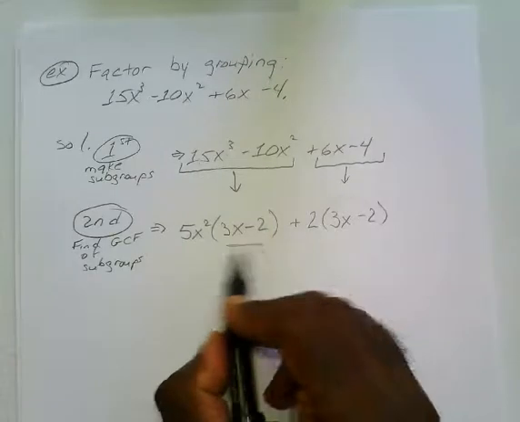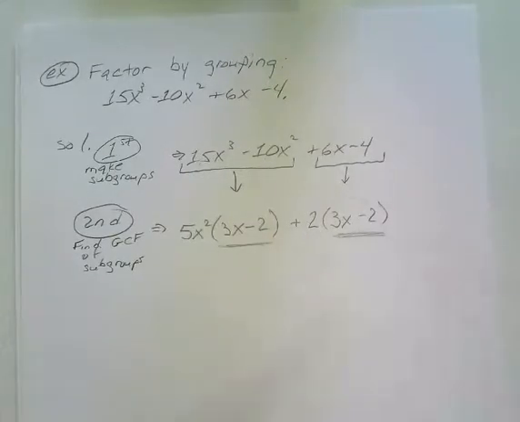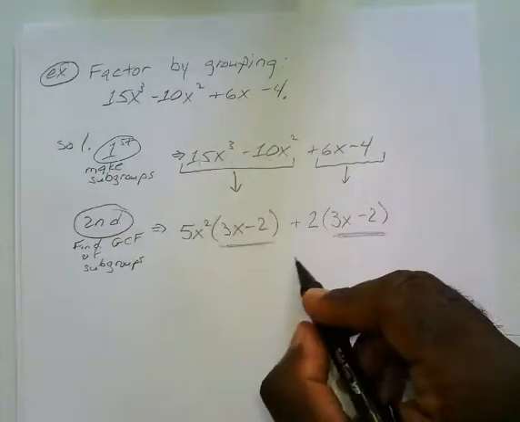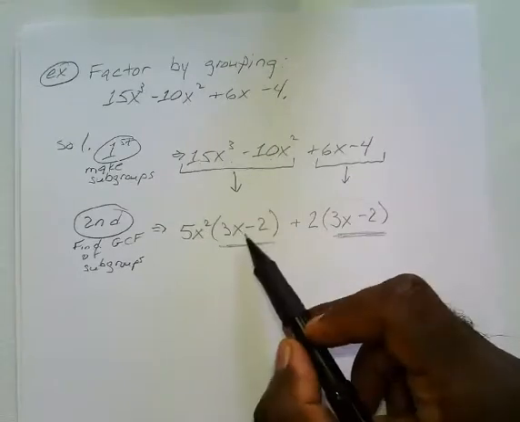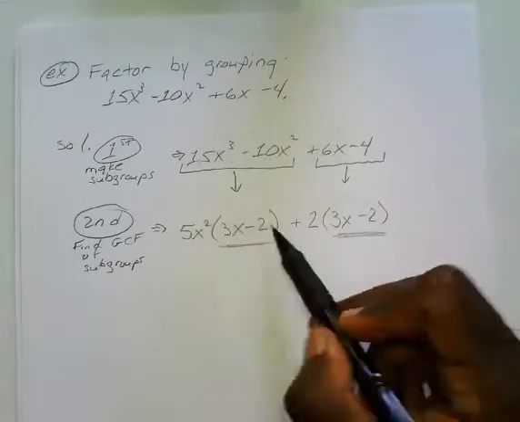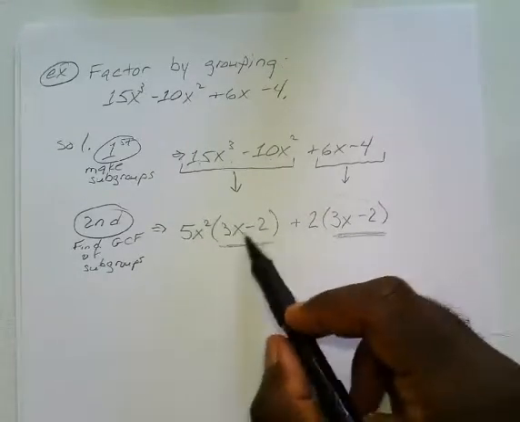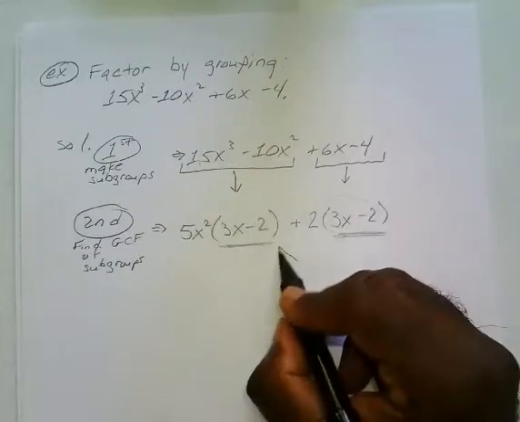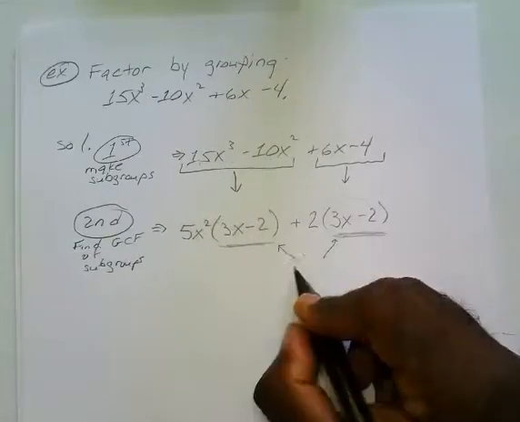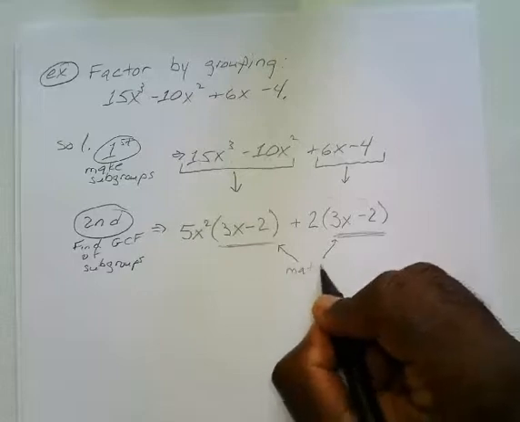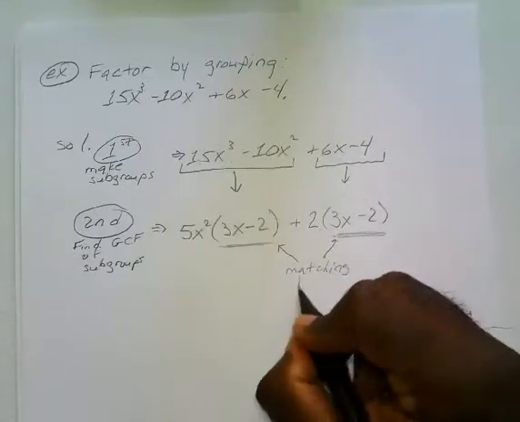You know you're on the right track when you have the same binomial. A binomial is just a polynomial with 2 terms. Think of bicycle. Binomial. 2 terms, 2 wheels. So you know you're on the right track when you have your matching binomials.